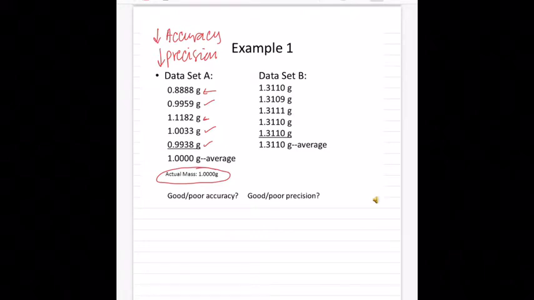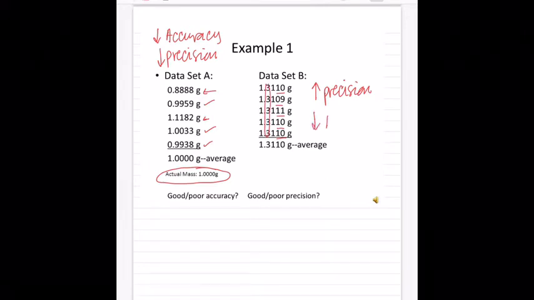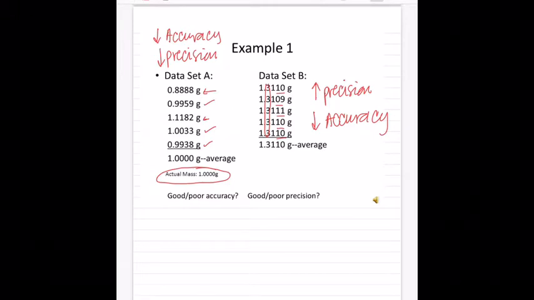Now, this one here, all of these are 1.31 and the last couple of numbers are different. These are all very close together, so I have high precision on that one. But if you look at it, it says to be 1.0. These are all 1.3. That is low accuracy. That is not even close to what it should be. Okay, so that's the basics for accuracy and precision.